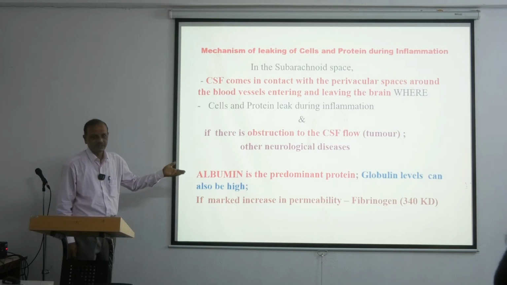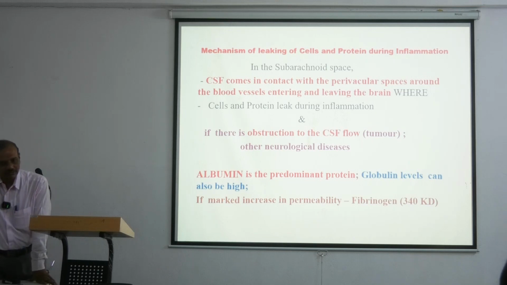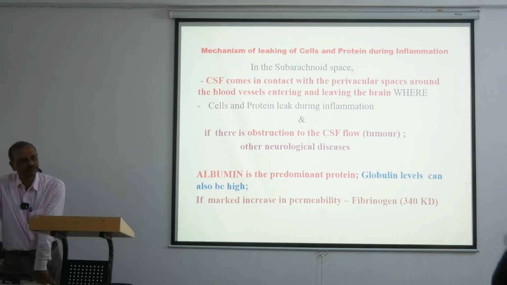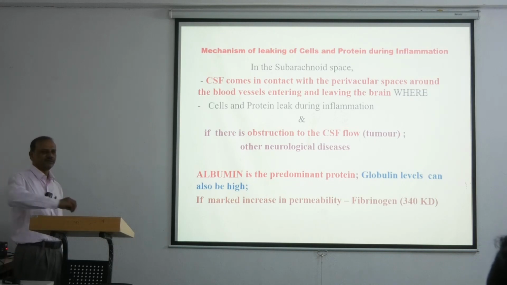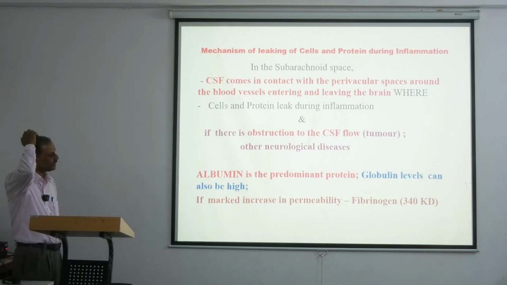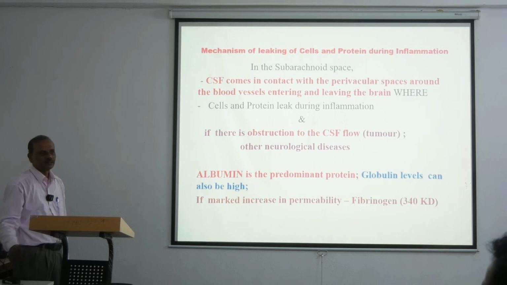See, one is albumin. Just like blood, it is the predominant fraction, and the ratio is 3:1 as I told you earlier. Globulin levels will also be increased if there is increased permeability, and fibrinogen's molecular weight is still higher. So when the permeability is increased very much, only then will the fibrinogen level appear, and that is found in tubercular meningitis. And that causes clot formation and coagulum formation. Is this part clear? Everybody has written?